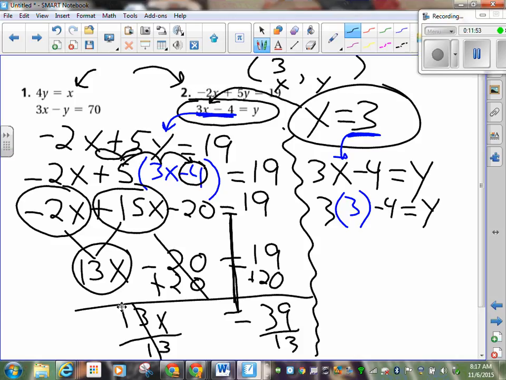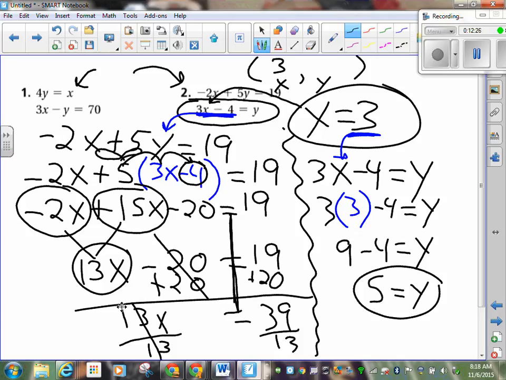What do we do when we have a number next to a parentheses? Multiply. Anyone disagree? Everyone agree? Excellent. That's not in one of those two things. 3 times 3 is 9. Minus 4 equals y. We're almost there. The last thing, 9 minus 4 is, what is it? Survey says 5. Show me 5. Ding, ding, ding, ding, ding, 5.